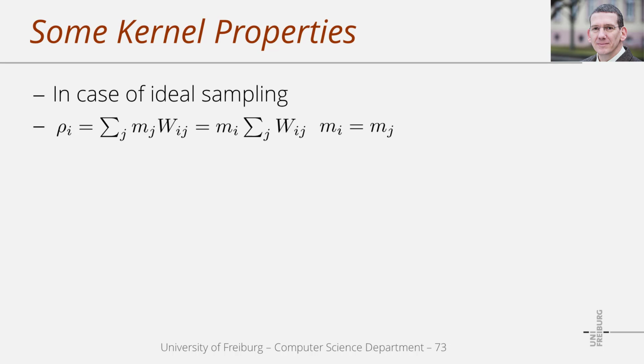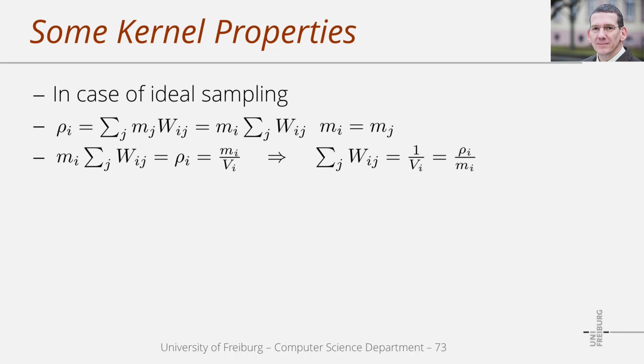of the neighbors j weighted with the kernel value W_ij. In our setting, all particles have the same size, so all masses are equal, and we can write the mass of particle i in front of the sum. In addition to this SPH approximation for the density, we also know that the density is equal to mass divided by volume. And these two relations lead to the property that the sum of the kernel values over the neighbors j is equal to 1 divided by the volume of particle i. This is also related to the fact that the integral of the kernel is equal to 1.